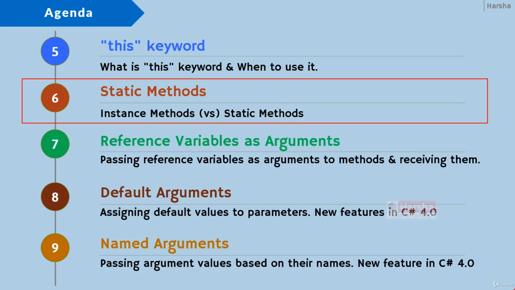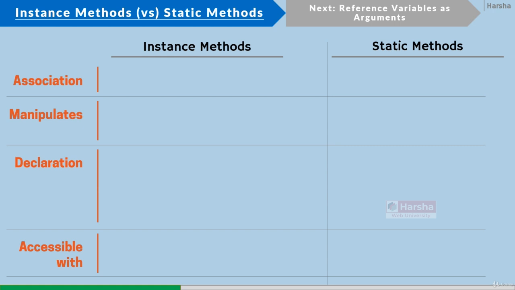This lecture explains static methods and how they are different from instance methods. A class can contain two types of methods, that is, instance methods and static methods. Instance methods are the non-static methods which are not declared with the static modifier. But static methods are the methods which are declared with the static modifier. So if you use the static modifier while creating the method, it is called a static method. But if you don't use the static modifier, it is called an instance method, which is also called a non-static method.